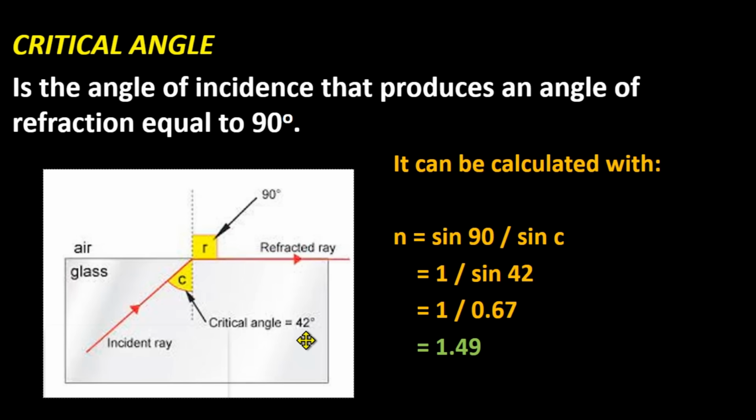Now what if we had to calculate the refractive index if we know the critical angle? Well, we use this formula here. n is equal to sine 90 over sine c. Sine 90 in reference to the angle of refraction here. Sine 90 is equal to 1, so this will be 1 divided by sine 42 here. So 1 divided by 0.67, and your answer will be 1.49.